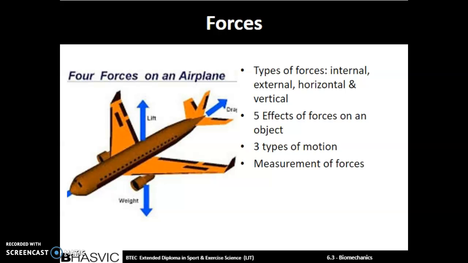And finally, the last main effect a force can have is that a force can cause a shape change. For example, in boxing, when a player may have been punched in the face, their cheeks or nose may change shape due to the force acted on it. Therefore, forces obviously have a crucial impact on everything that we do in our lives. And these five main effects are the main results of forces.